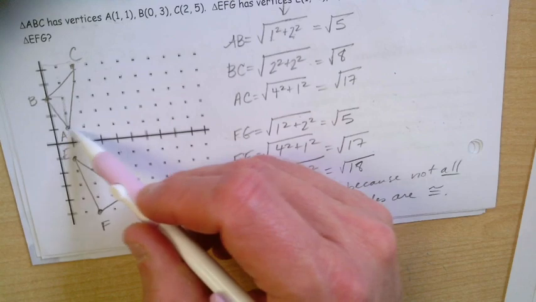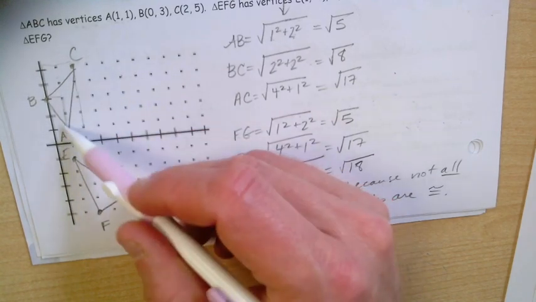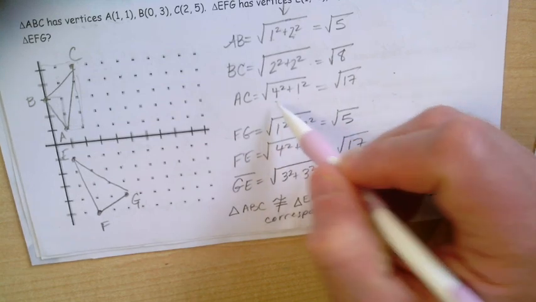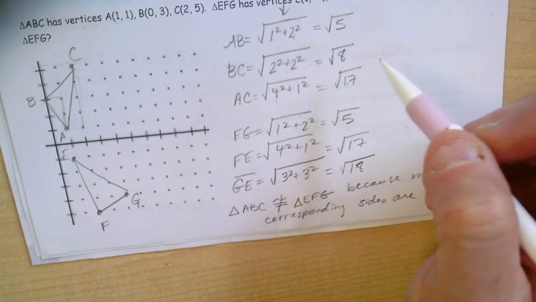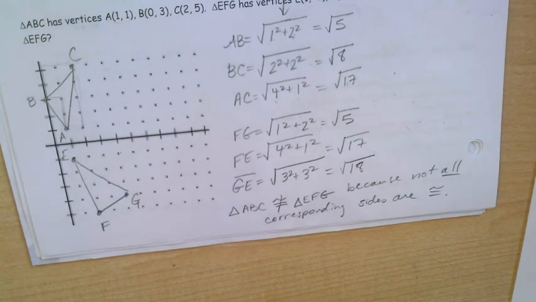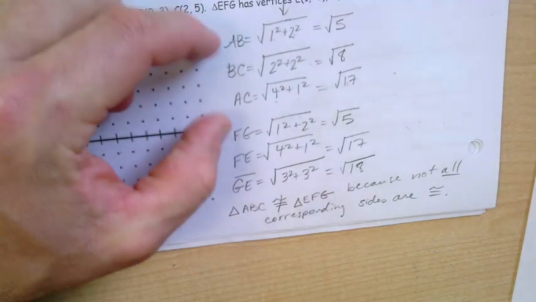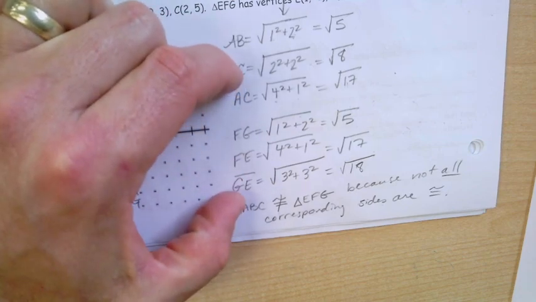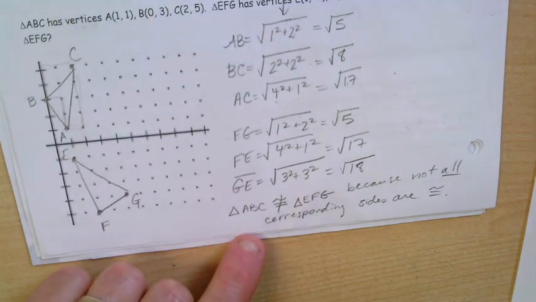For AC, I'm over 1 and up 1, 2, 3, 4. Okay, over 1 and up 4. So 1 squared is 1, and 4 squared is 16. And if I add those together, I got 17. So square root of 17 is the length of AC. Okay. Now, as you look, I went ahead and did the same thing for the other triangle. I've got one side congruent. I've got another pair of sides congruent, but my third sides are not congruent. So as a result of that, I have the triangles are not congruent because not all the corresponding sides are congruent, okay? So I know that was very quick. I hope that made sense to you.